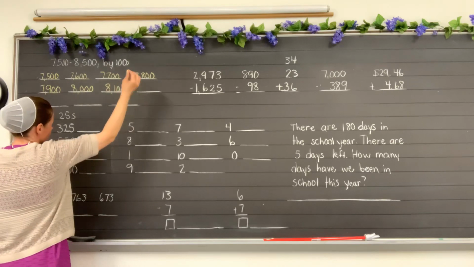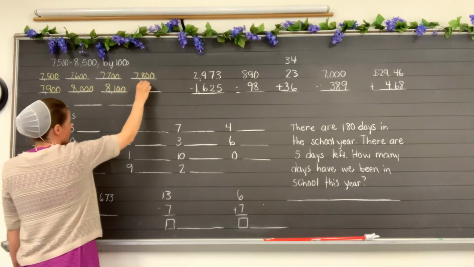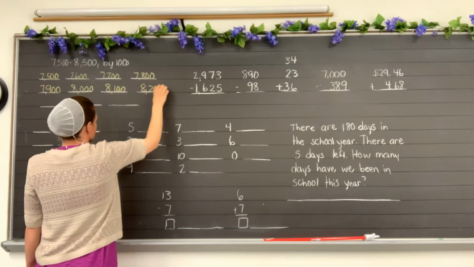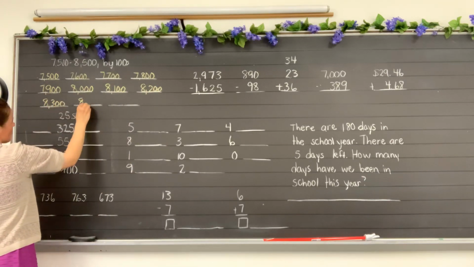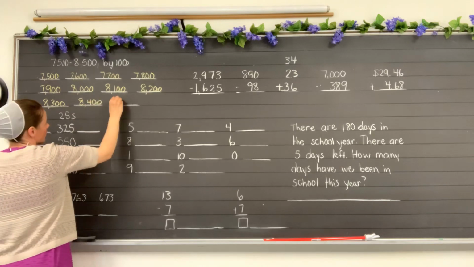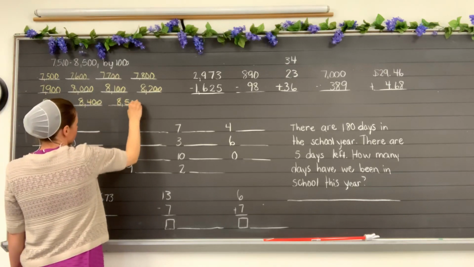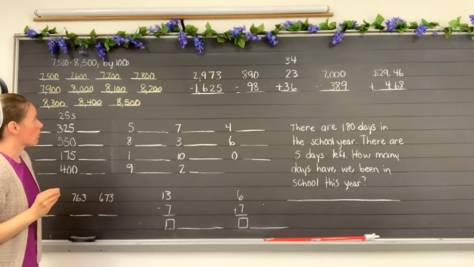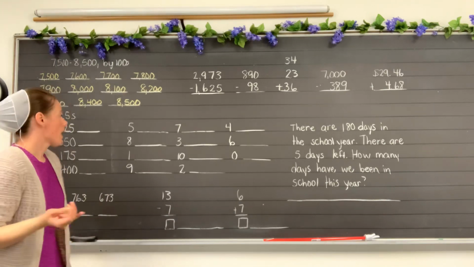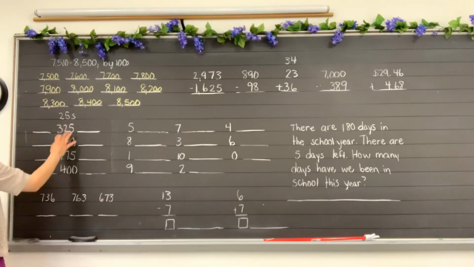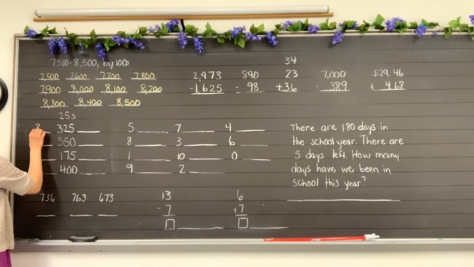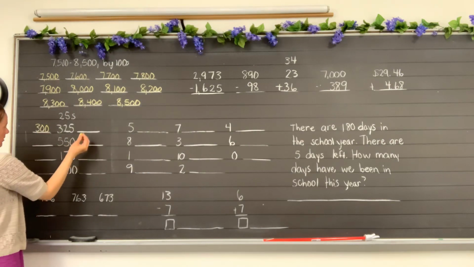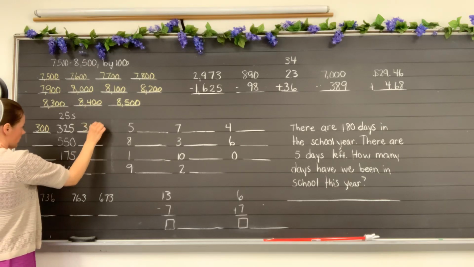8,100. Now we go back to the hundreds place again. 8,200, 8,300, 8,400, 8,500. Okay, so that is going by 100s. And let's look at this now. We have by 25s. Before 325 is 300, and after is 350.